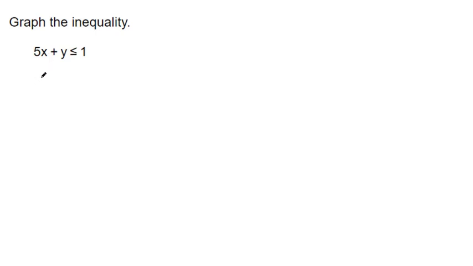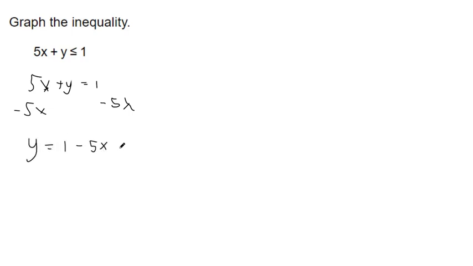So to graph this inequality, you can first pretend it's an equation and graph it like you would a normal equation. So one way to graph, and this would always work, is you can put it in slope-intercept form. So you can subtract 5x from both sides. So you'll get y equals 1 minus 5x.